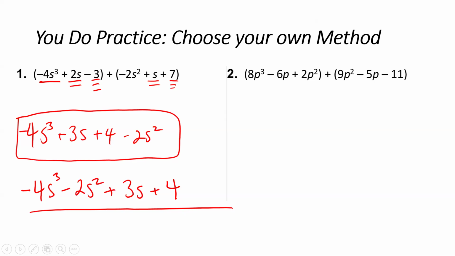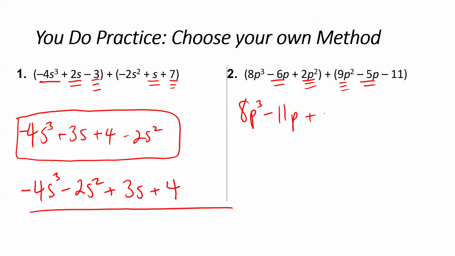On the next one, again, you're asking yourself, where are all my p cubes? Any other p cubes? No. Where are all of my single p's? Well, I have negative 6 and negative 5. How many single p's do I have? Negative 11. I have p squareds. How many p squareds do I have?